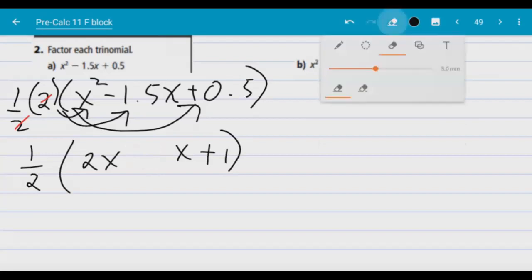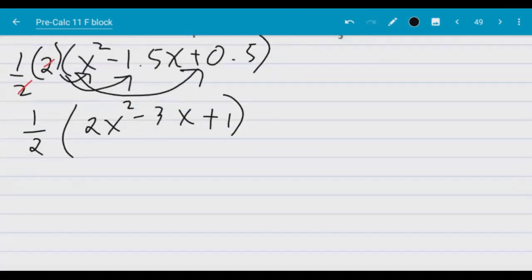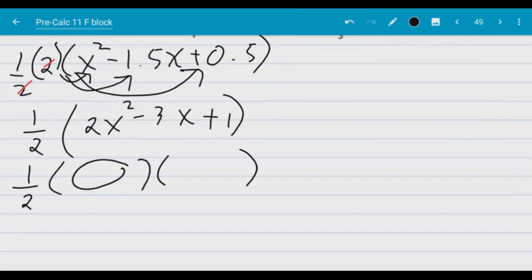So this one is 2x squared minus 3x. That would be 2x minus 1 and x minus 1 for the factors. Now, if you're thinking, how do I do that? Well then, let's do decomposition. 1/2 times whatever. We need to figure out what would be going into this binomial and this binomial. So let's leave that for now.